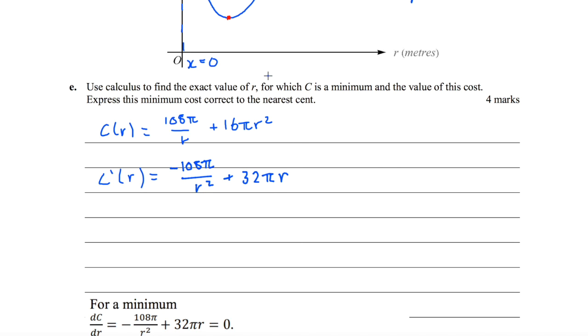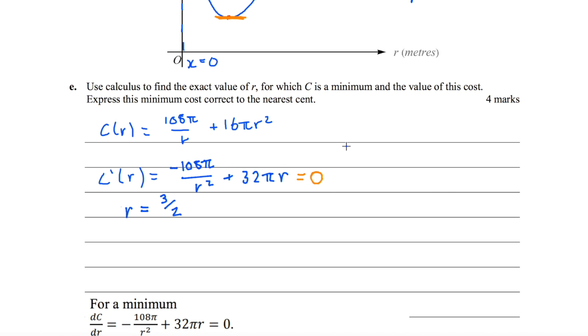Then the reason we set it to 0 is because this is a turning point, which means the derivative at this point is 0. What we mean by that is the gradient at this point is 0. It's dead flat there. So we can say this must be equal to 0 at the minimum point, which is what we're trying to find. Solving for r, we get that r is equal to 3 on 2.